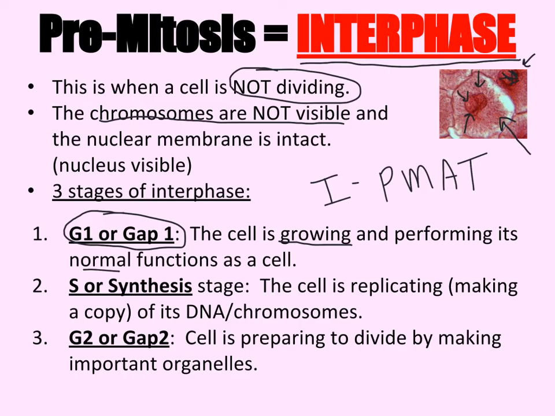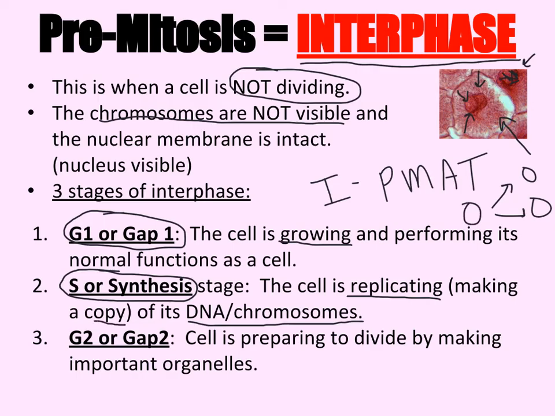The middle stage, or the second stage of interphase, is called the S stage or the synthesis stage. This is when the cell is replicating or making an exact copy of its DNA/chromosomes in order to divide. When the cell divides, it needs a copy of its chromosomes, its DNA, so when the cell divides, both new cells get all of the DNA as the original cell.